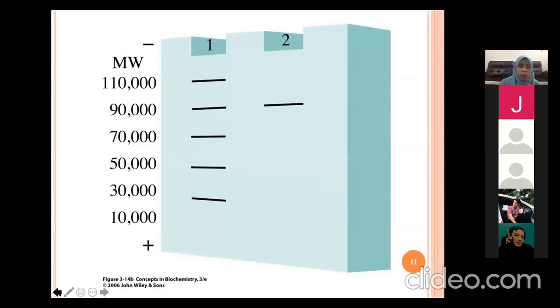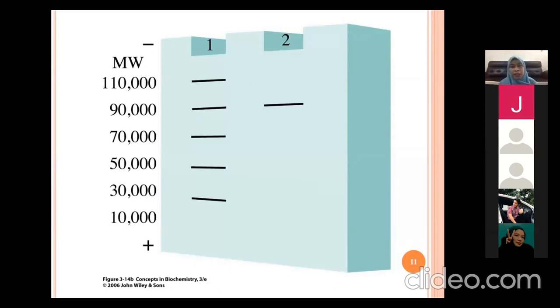So yeah, once you have got your protein of interest, how do we check? This is called polyacrylamide gel. You can use native PAGE or SDS-PAGE. We will learn about the gel in the next section.